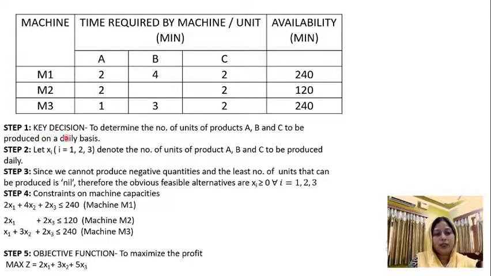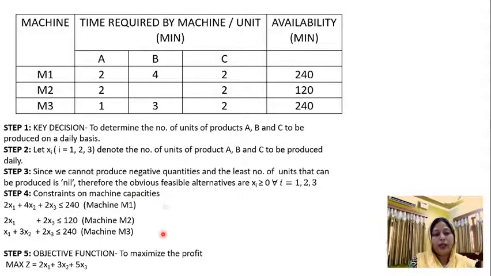Step 1. The key decision is to determine the number of units of products A, B and C to be produced on a daily basis. Step 2. Let xi, i going from 1 to 3, denote the number of units of products A, B and C to be produced daily. Step 3. Feasible alternatives. Since we cannot produce negative quantities and the least number of units that can be produced is 0 or nil, the obvious feasible alternatives are that xi is greater than or equal to 0 for i varying from 1 to 3.